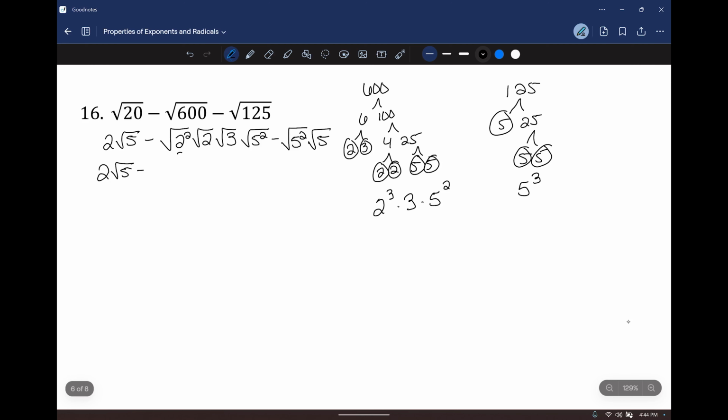The square root of 2 squared is 2. The square root of 5 squared is 5. So that gives us 10. Square roots of 2 times 3 are left underneath there, so that's 6. Minus, and then the square root of 5 squared is 5 square roots of 5. We can put together the 2 square root of 5 and the negative 5 square root of 5, which will give us negative 3 square roots of 5, and then minus the 10 square root of 6.